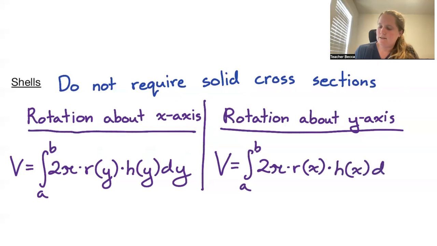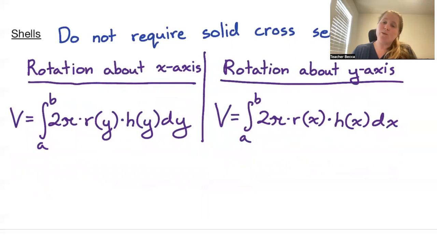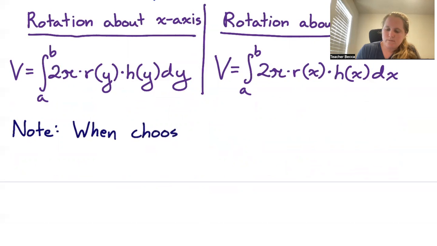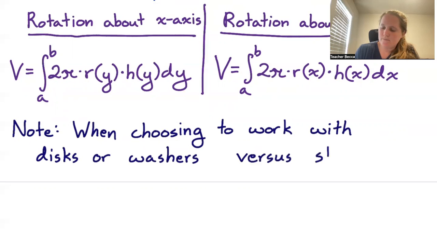So note, when we're choosing between discs and washers versus shells, it's just a matter of asking, is it easier to work with the function or its inverse?